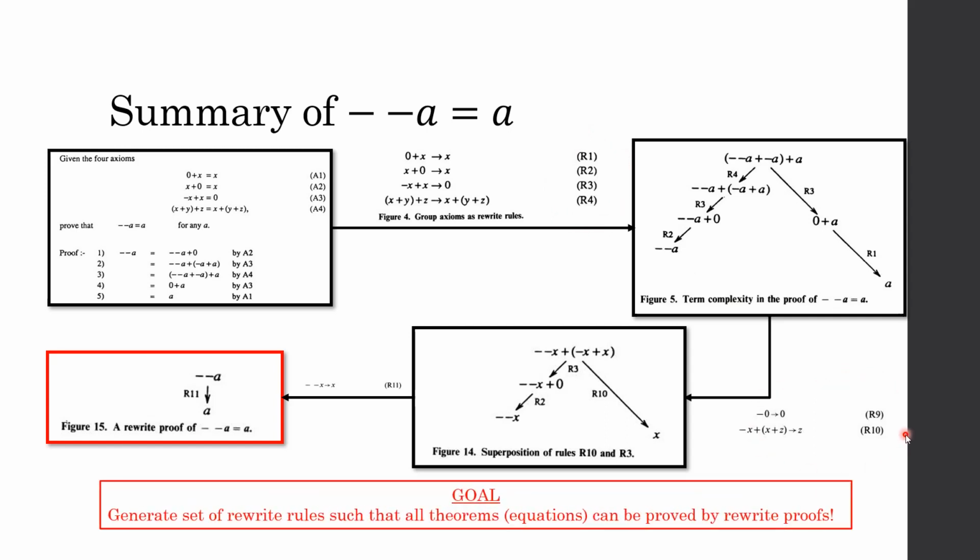Remember that. This shows an example of how we generate a set of rewrite rules such that all theorems, for this case negative a equals a, can be proved by rewrite rules. So initially it's a non-rewrite proof, and we make it a rewrite proof.